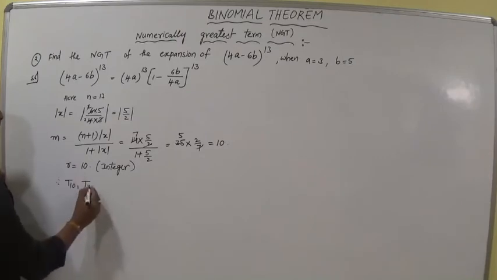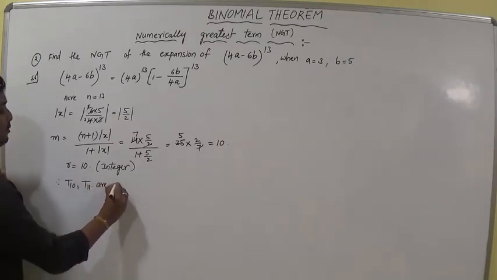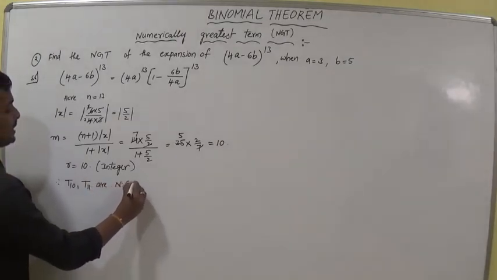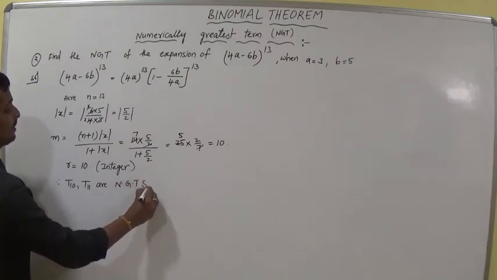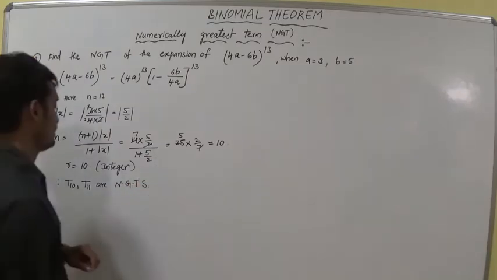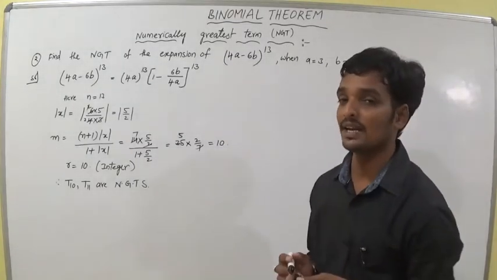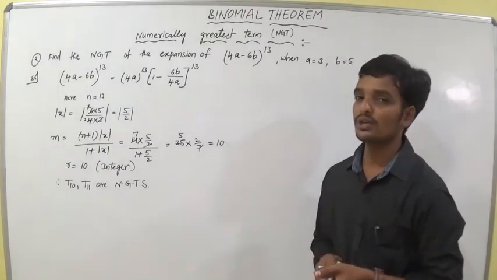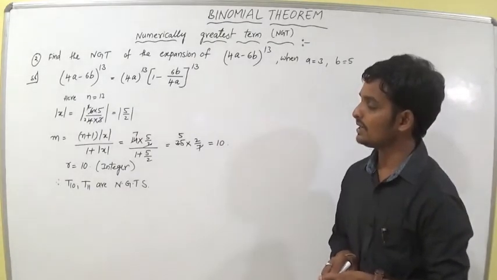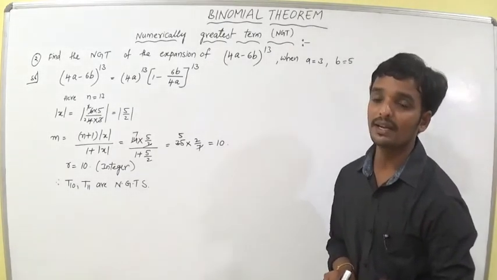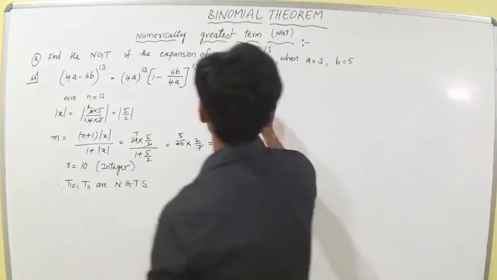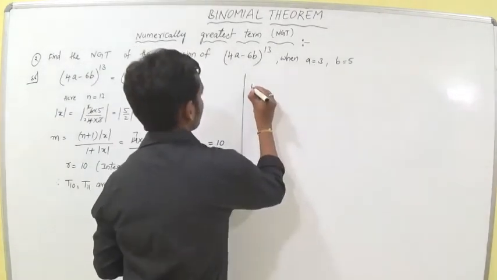T10, T11 are the numerically greatest terms. T10 and T11. Why? Because m is an integer. If m is an integer, we are getting two cases. Those are T10 and T11, the numerically greatest terms. So now we are finding T10.